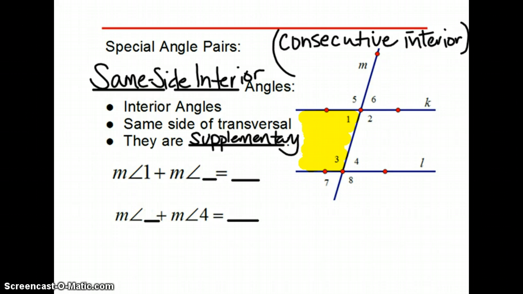So if you notice, 1 is acute and 3 is obtuse. When you have an acute and an obtuse angle with parallel lines, those are automatically going to be supplementary. So the measure of angle 1 plus the measure of angle 3 is going to equal 180 degrees. The measure of angle 2 plus the measure of angle 4 is also going to be 180 degrees.